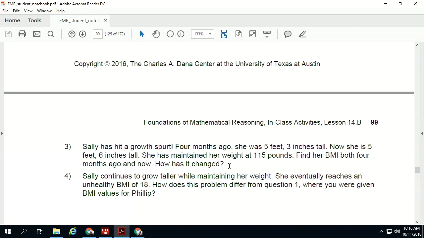I forgot what you had for 5'3". What was her BMI? 21.4. 20.4. And then the BMI for 66?